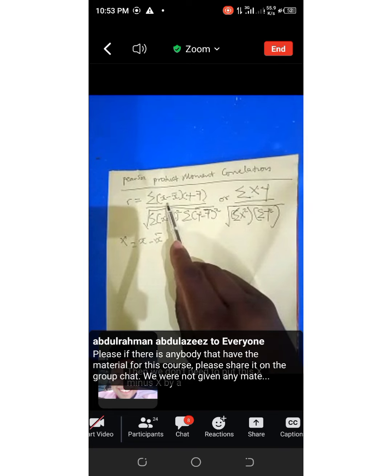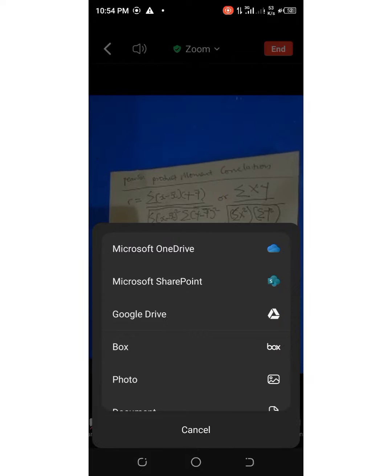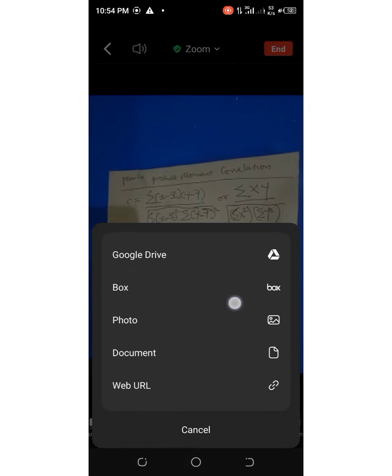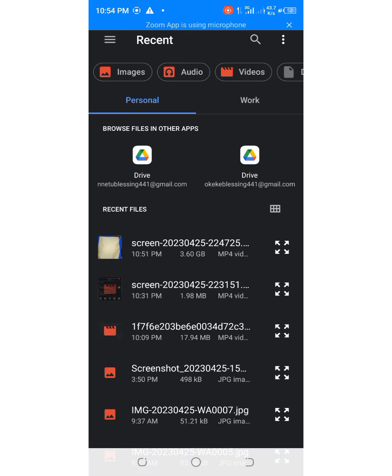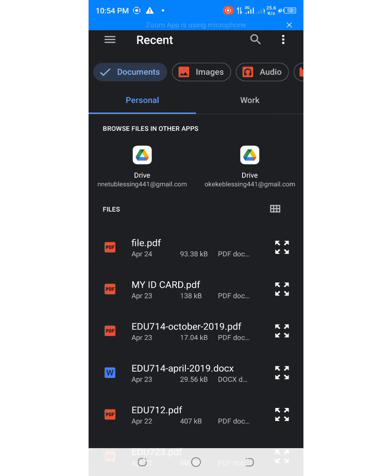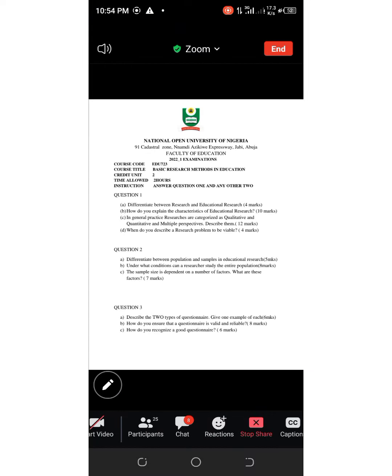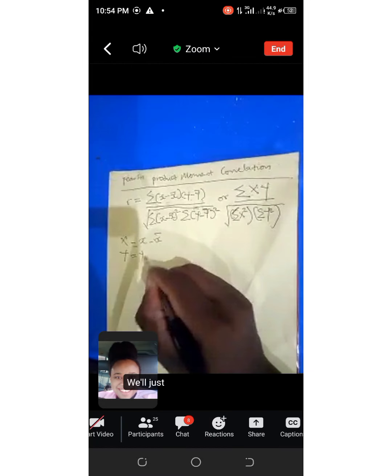Then if we say y is equal to y, this x is representing this, this y is representing this. That's why this formula is looking this way. And here now, instead of x minus x bar, we just put the x. Instead of y minus y bar, we just put the y. But it's all straightforward. So this is the formula.